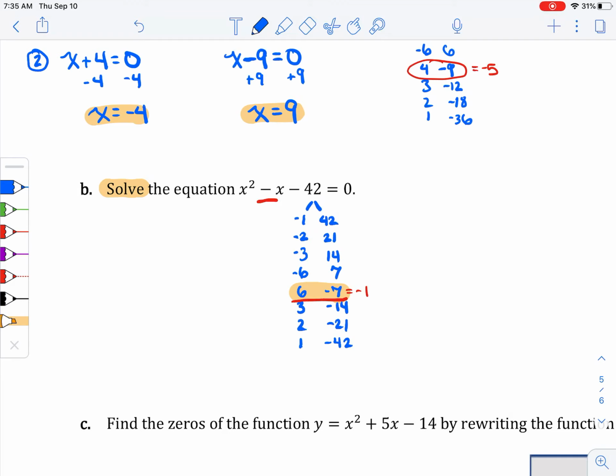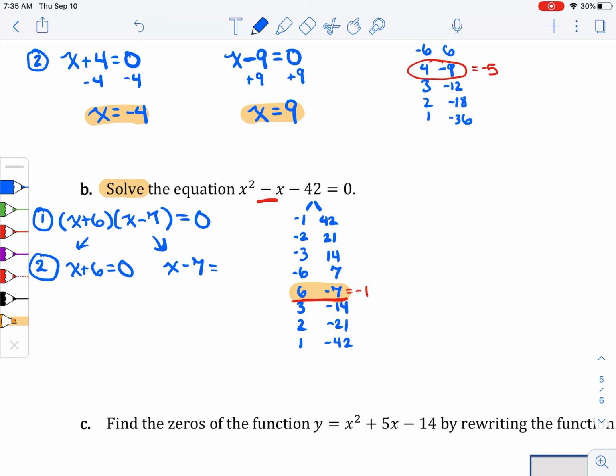So that means that this factors into x plus 6, x minus 7 equals 0. And now my second step is I just split these into 2 different problems. It's like x plus 6 equals 0, or x minus 7 equals 0. So subtract 6 from both sides, we have x equals negative 6. Add 7 to both sides, and you get x equals 7. So there are my 2 solutions for part B. You can go check this on Desmos on your own if you want.